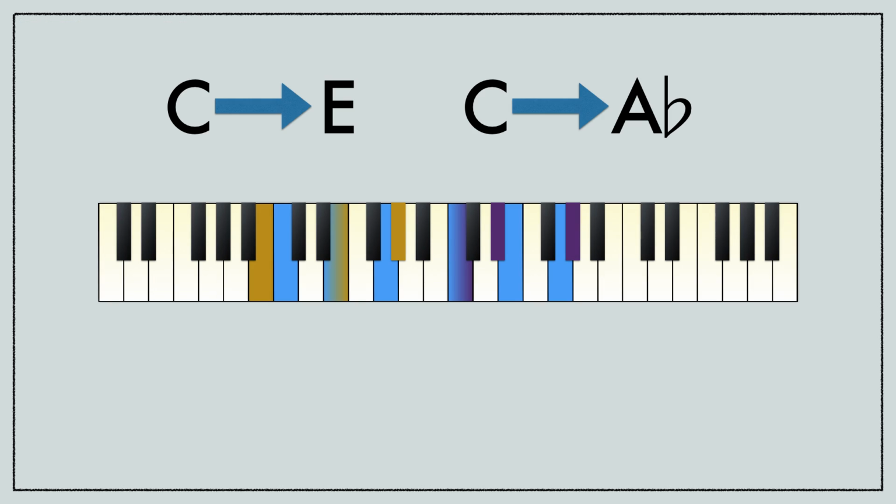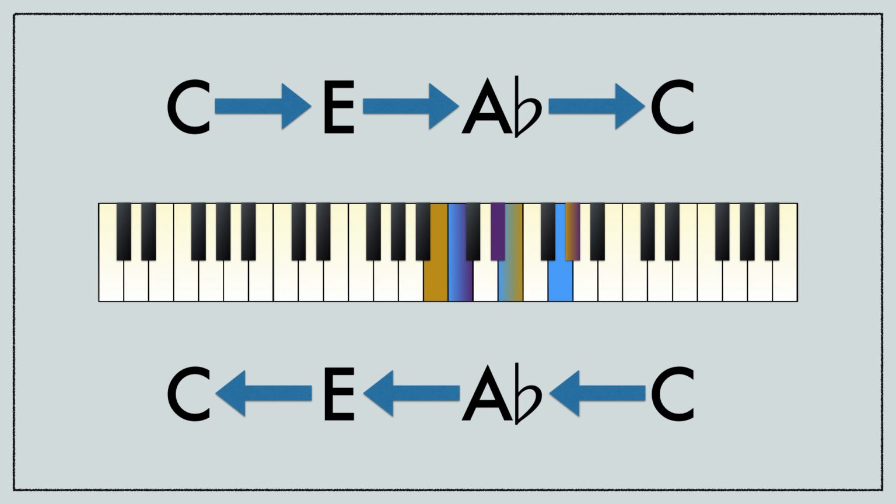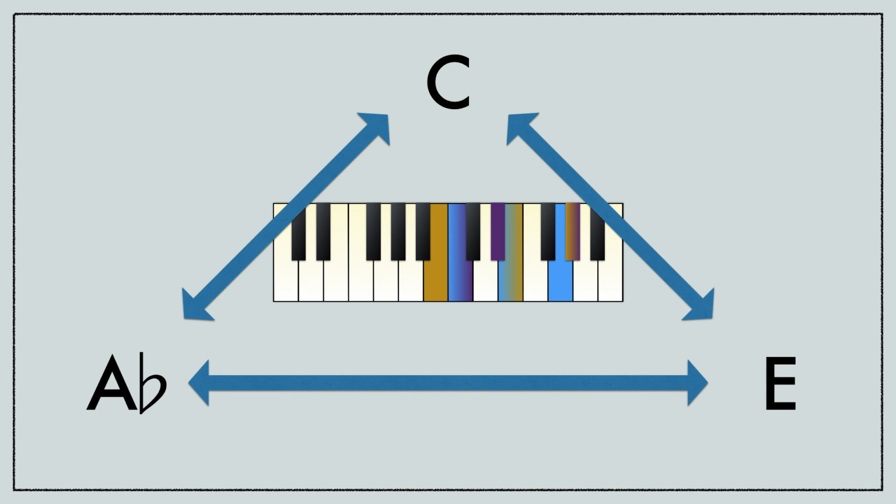These two progressions are related. You can connect these three chords, C major, E major, and A flat major, in a circle and go in either direction around it. We'll see these chords together again in a moment.